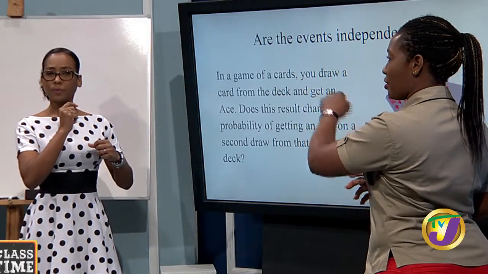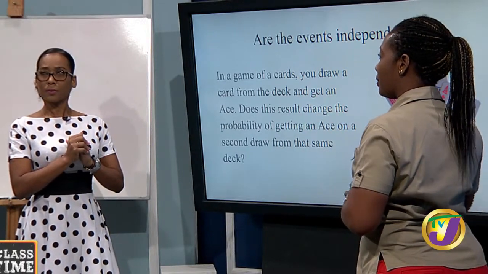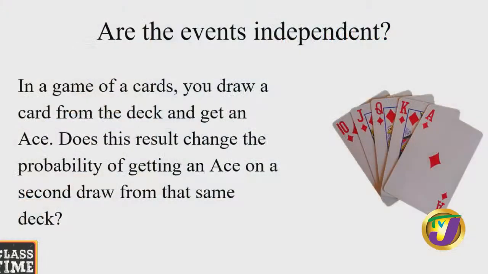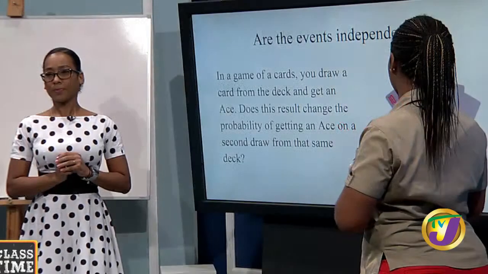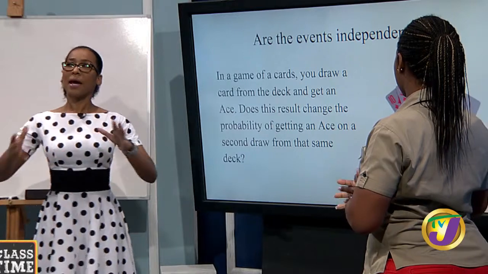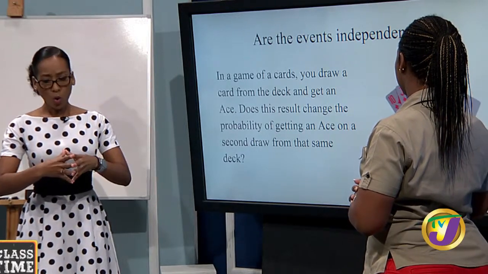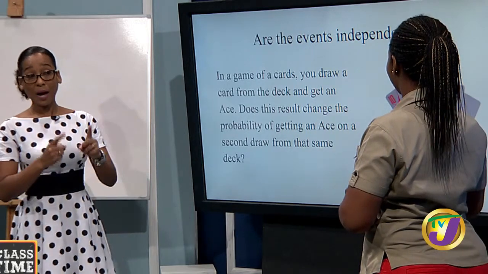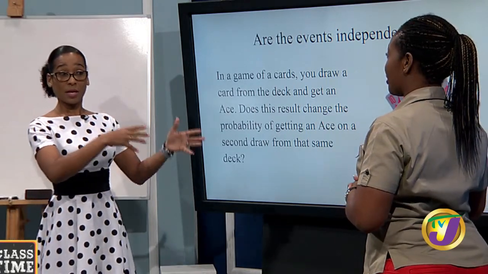There are some points that you need to know first. Tell me what you need to know about the deck of cards. How many cards are in a deck? 52. Yes. How many aces though? 1, 2, 3, 4 aces. Great. So now that you know that, if I pull one ace, that means I would have now decreased the total number of cards in that pack, and I would have also decreased the number of aces as well.